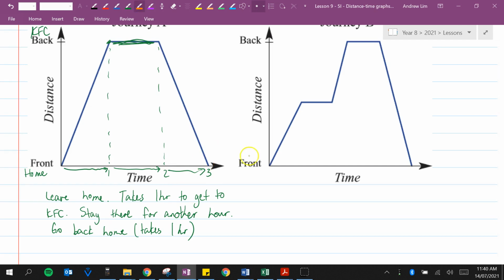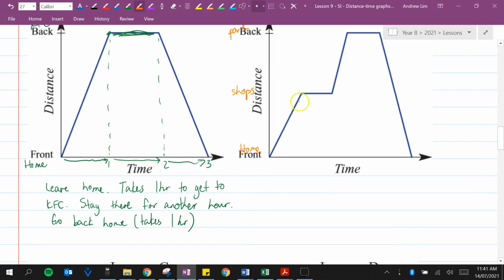All right, let's try this one. We'll just call front home. We'll call this one the shops. We'll call this one the park. All right, so let's say you leave home. Actually, wait, we need to put in some times. So let's say this says 7 a.m., let's say there's 8 a.m., let's say that's 9, let's say that's 9:30, let's say that's 10:30, and let's say that this is 11.